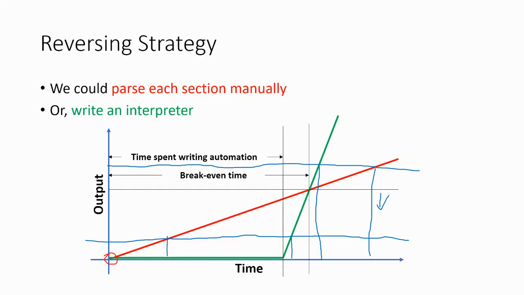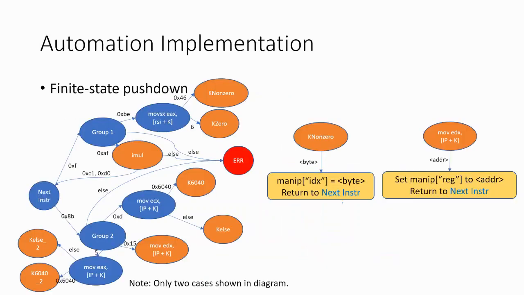And where the two intersect is that nasty point, because you don't know what to do, whether you should write an interpreter or parse the section manually, but you're going to get similar results in either case, similar times.